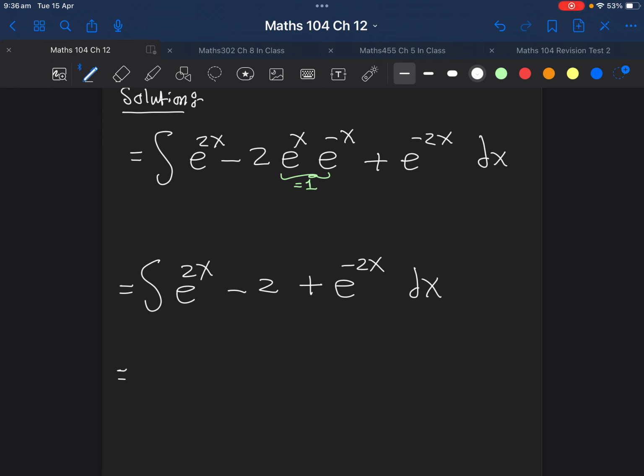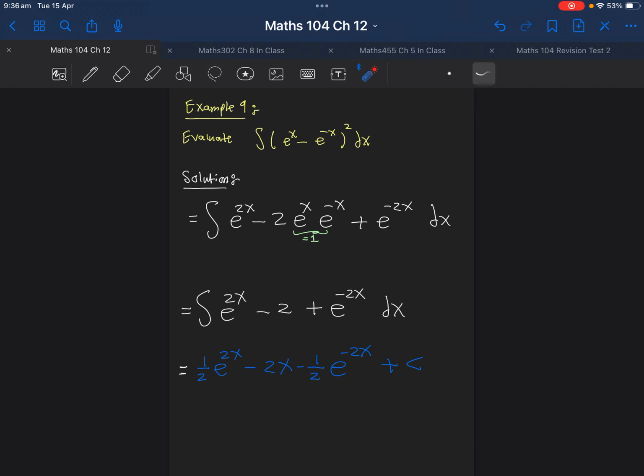And now we just do the integration here. e^(2x) is just half e^(2x), because we keep the exponential the same, which is 2x, and then we divide by the coefficient, 2. This one, we keep it the same, and then we divide by negative half. So it will be plus negative half. I will write it in that way. And that's how we do the integration.